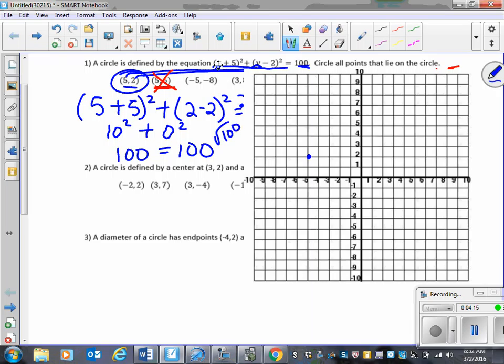So I'm going to count 10 to this side. 1, 2, 3, 4, 5, 6, 7, 8, 9, 10. So this makes it a little bit hard to see. This might not be a good idea because the points will be off the graph and it's kind of hard to create a circle.